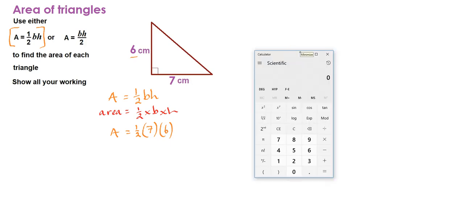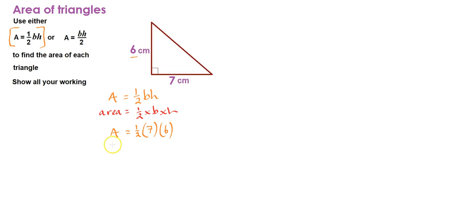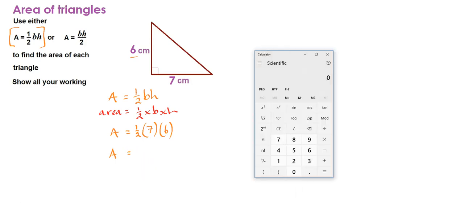So it probably makes sense just to use our calculator now. So I'm just going to write down the next line of my equation. So A equals, right, now I want to use my calculator. So half is 0.5. So 0.5 times 7 times 6. And that gives me 21.